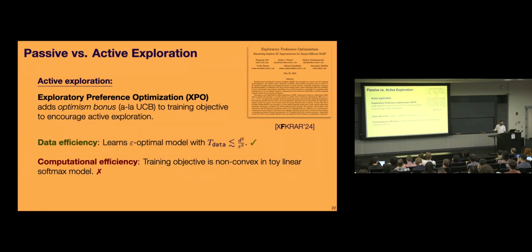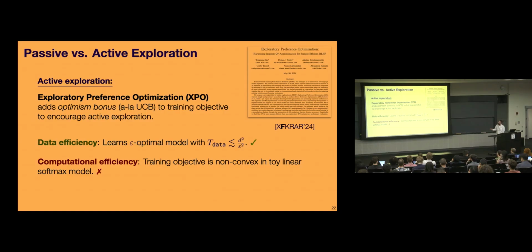So this shows, at least statistically, it is possible to explore beyond the base model in our toy setting. The fact that this scales with D is just reflecting that there's only D effective dimensions you care about in feature space. But on the computational side, this algorithm's a little less satisfying, and it turns out that the training objective it requires is non-convex even in our simple toy linear softmax model setting. So it's not clear you can actually implement it efficiently when the space of responses is large.